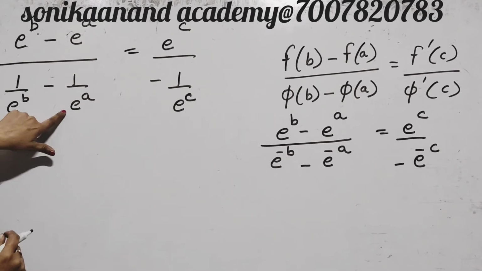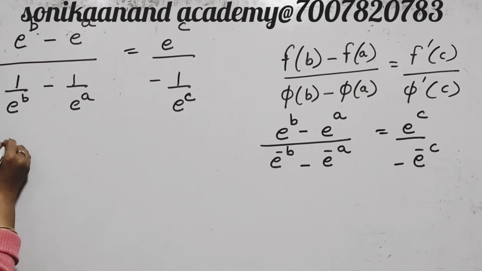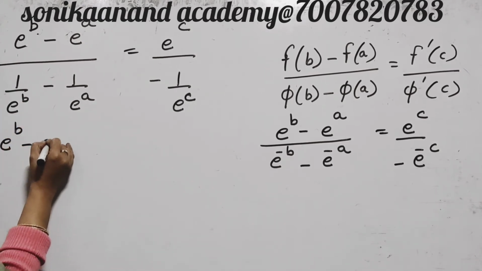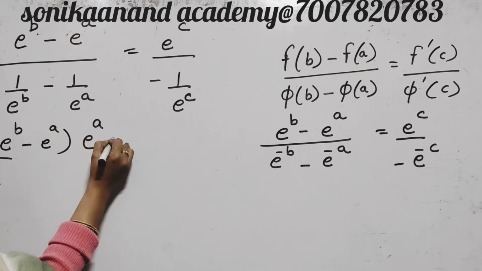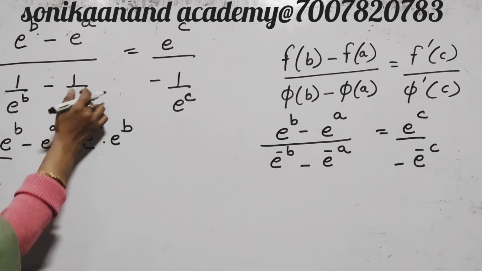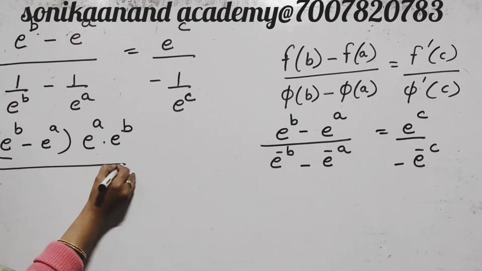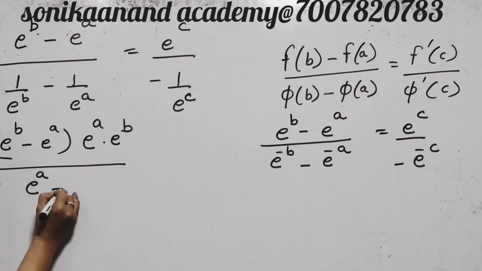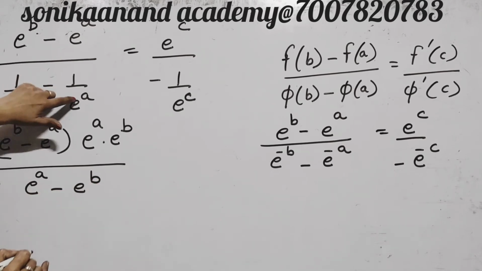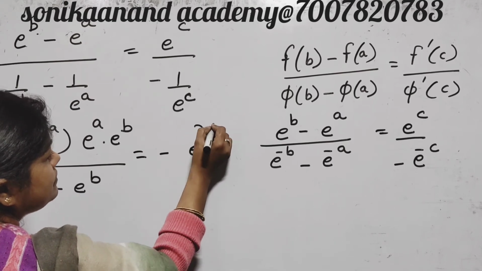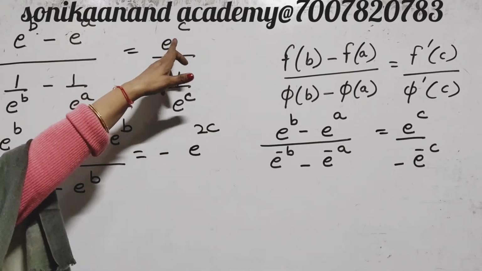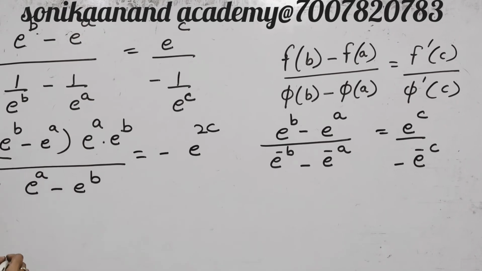Now when we solve this, what do we get? (e to the power b minus e to the power a) into e to the power a into e to the power b. This denominator goes in the numerator. It becomes e to the power a minus e to the power b when we take the LCM. Here we have minus e to the power 2c, and it goes in the numerator. Now what we see is e to the power b minus e to the power a, and e to the power a minus e to the power b.